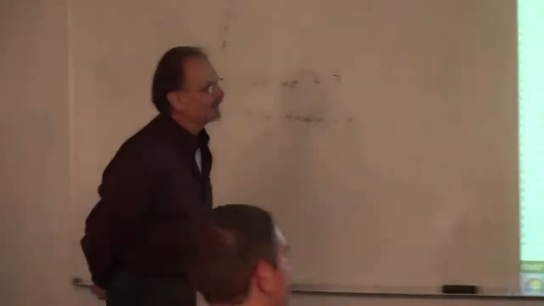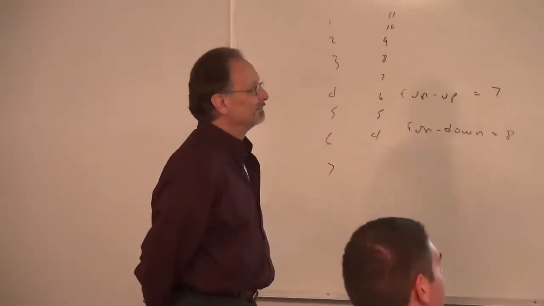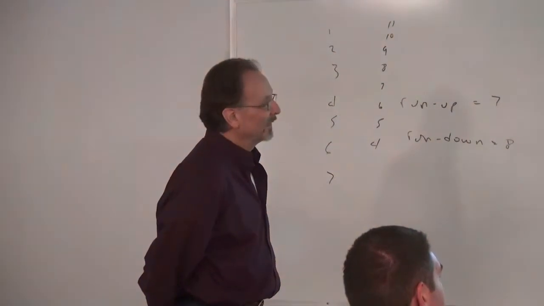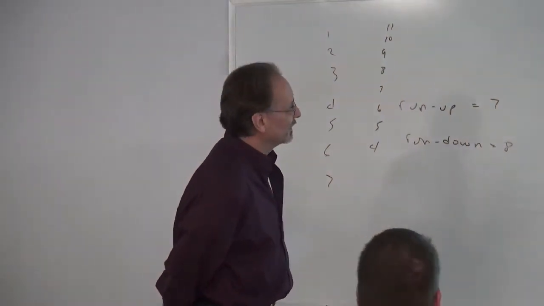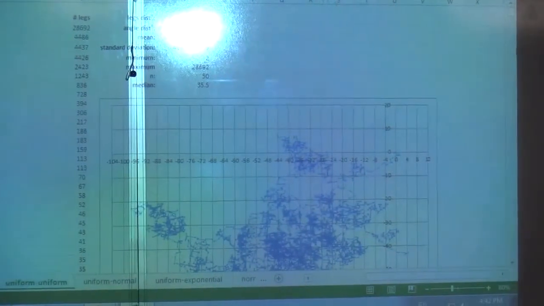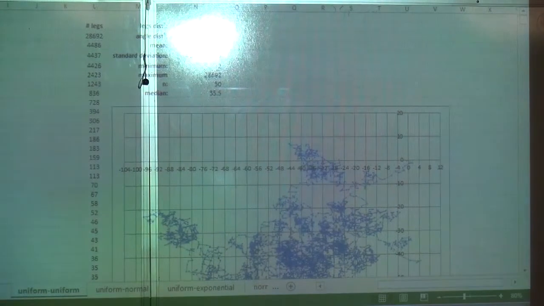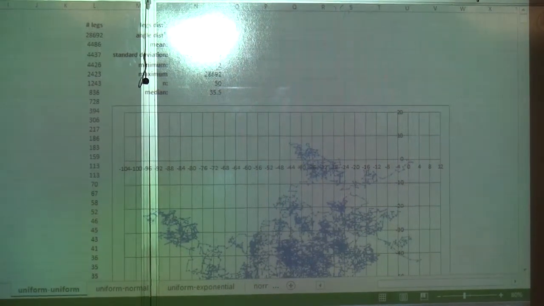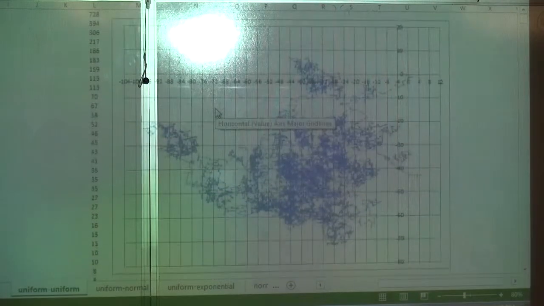Now, if you did this again with a different seed, you'd get something completely different. As a matter of fact, I ran it, I think 100 times, and every time it looks different. You ran the simulation 100 times? Yeah. With a different seed or the same seed? It's with different random numbers. The same seed, just a different random number every time you use one.